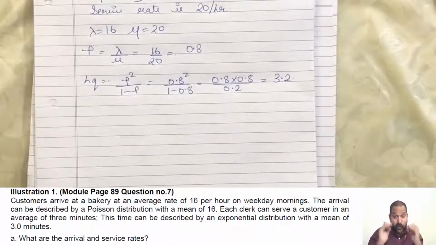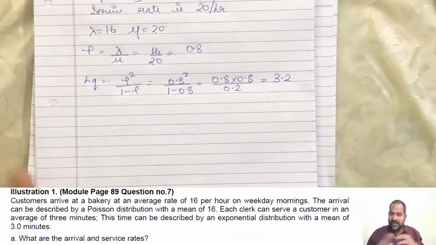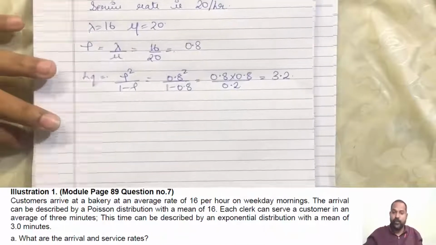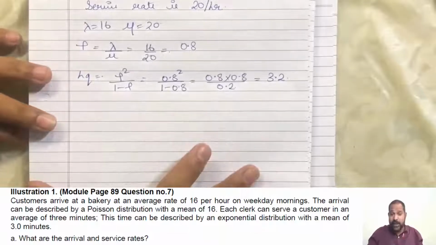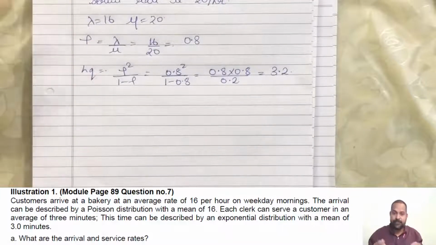Now you need to understand, how can there be decimal people in the queue? Even I agree with you. Can't be decimal people in the queue. But this is averages. This is how averages work. On an average, there are 3.2 people in the system. And then once I'm done with this, I will show you something very beautiful, how everything just adds up.